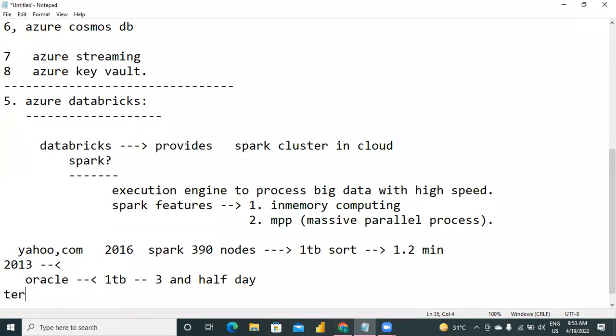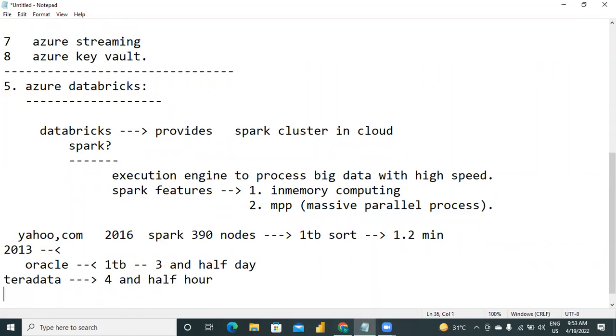After that, they tested with Teradata. Teradata did the same operation in 4.5 hours. Again, Netezza, 2 hours 50 minutes. That means the internal architecture of Netezza is different when compared with Teradata.